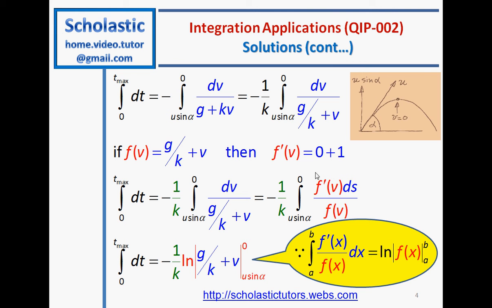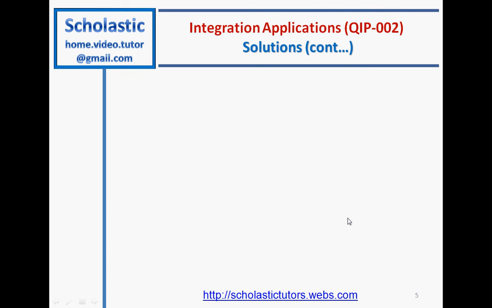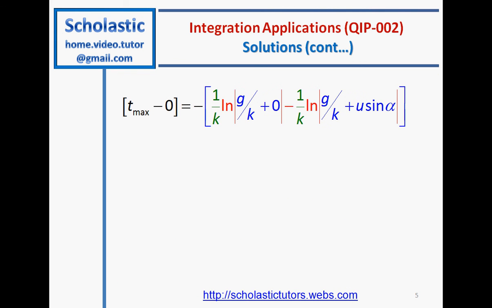So therefore this term can be written as ln f(x), equal to g over k plus v, in this case f(v). So the limits are from u sine alpha to 0. Basically what we did here was to get v as an individual variable, to get the equation in this form. Now we can further simplify.